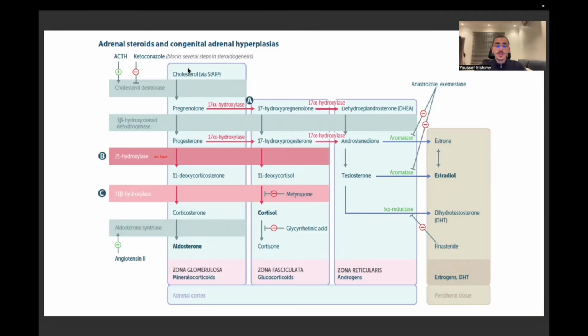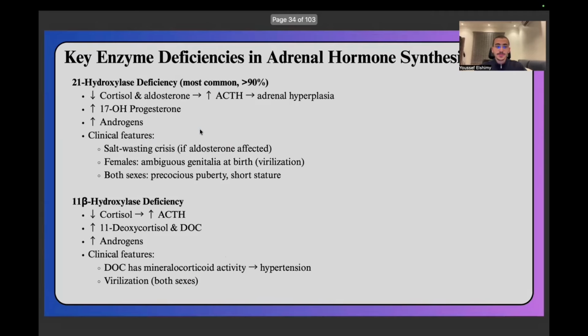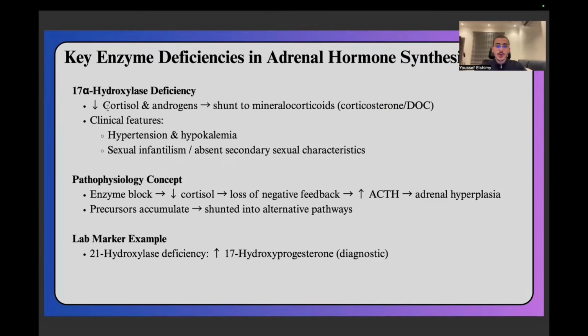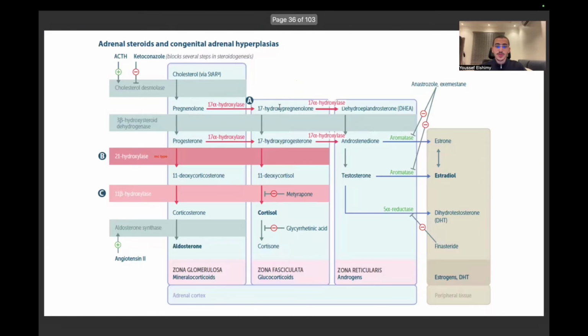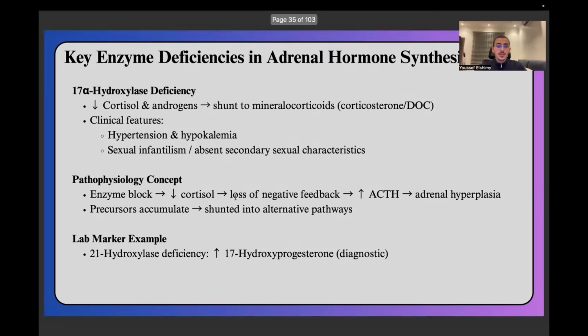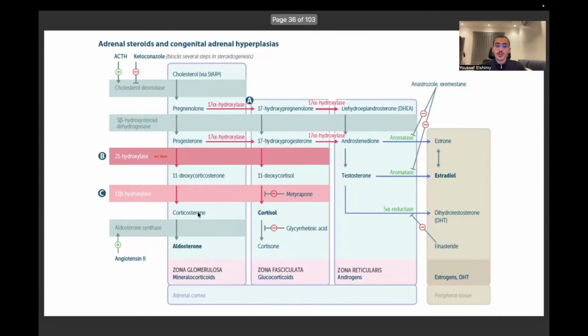The last enzyme is the 17-alpha hydroxylase deficiency. As you can see here, if this is not working, then all metabolites are going to move towards the aldosterone pathway. So there is decreased cortisol and androgens, and this happens because you cannot shift the metabolites towards glucocorticoid production or androgen production. So this would also lead to an increased ACTH. That's why you have adrenal hyperplasia. And the metabolites are going to be shunted towards production of mineralocorticoids. So there would be increased production of corticosterone as well as DOC, as well as aldosterone.